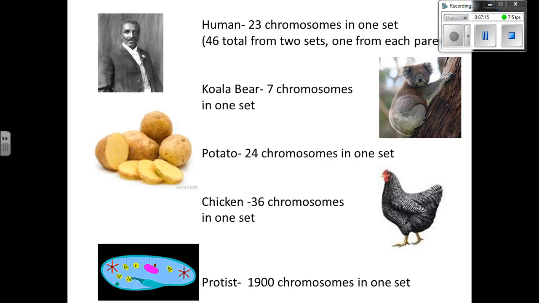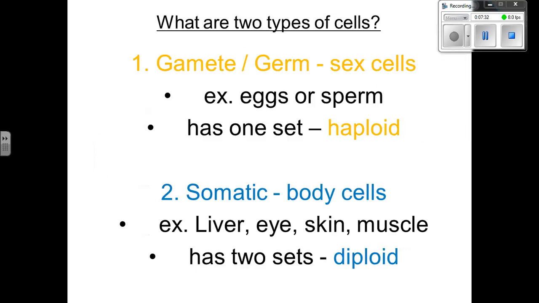And just to give you an example, every living thing has its own set chromosome number. And if it's an organism that's going to sexually reproduce, it's going to give a haploid number to its offspring. So each parent gives a haploid number to get a diploid number in the end. So what are 2 types of cells? You have gametes and somatic body cells.